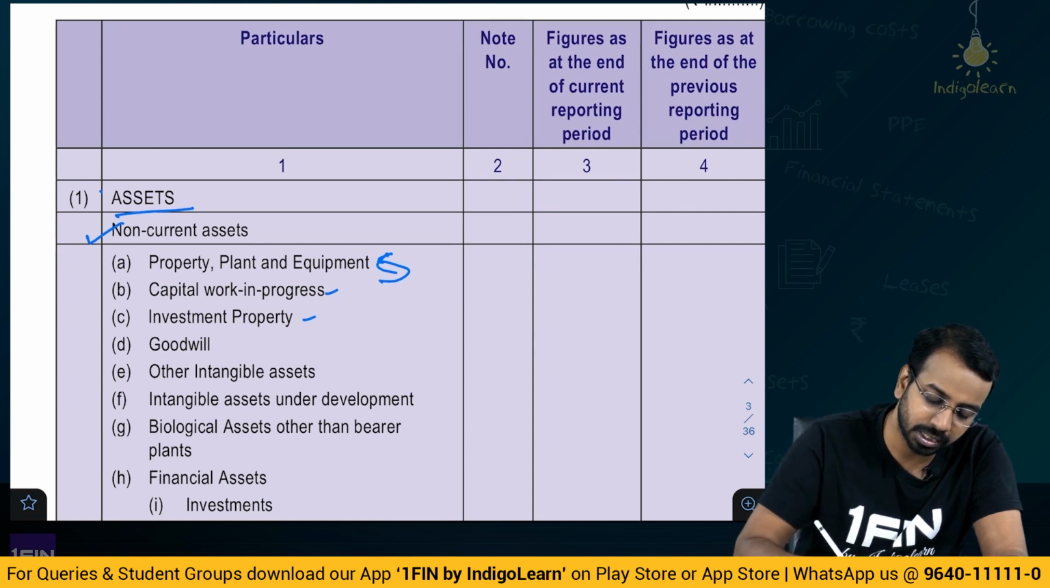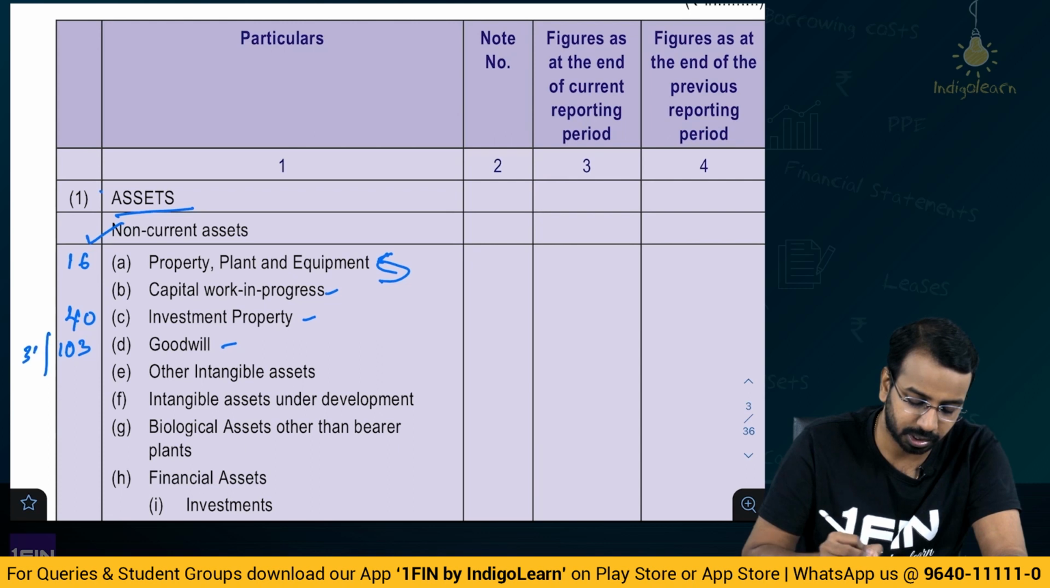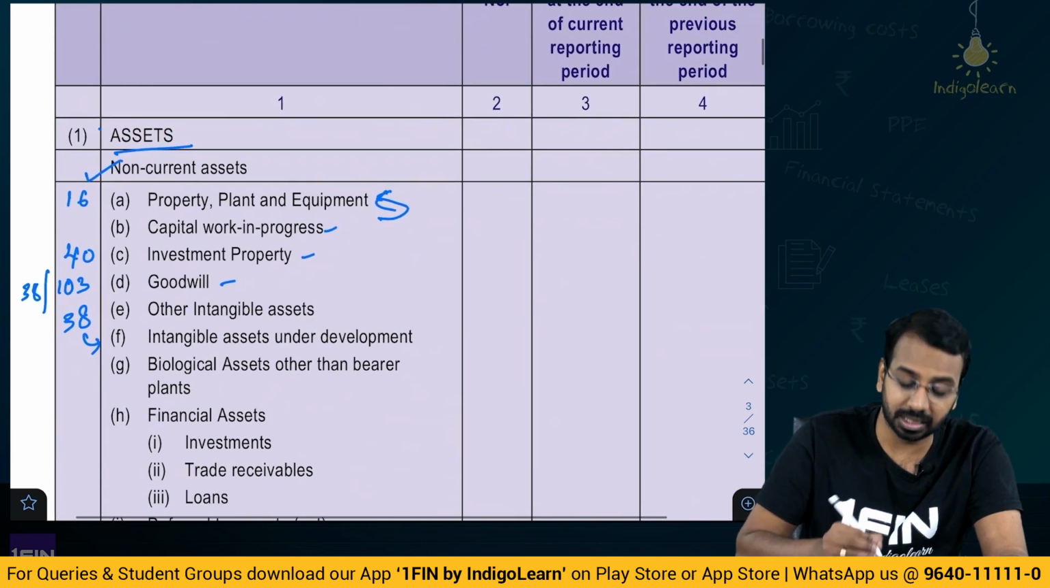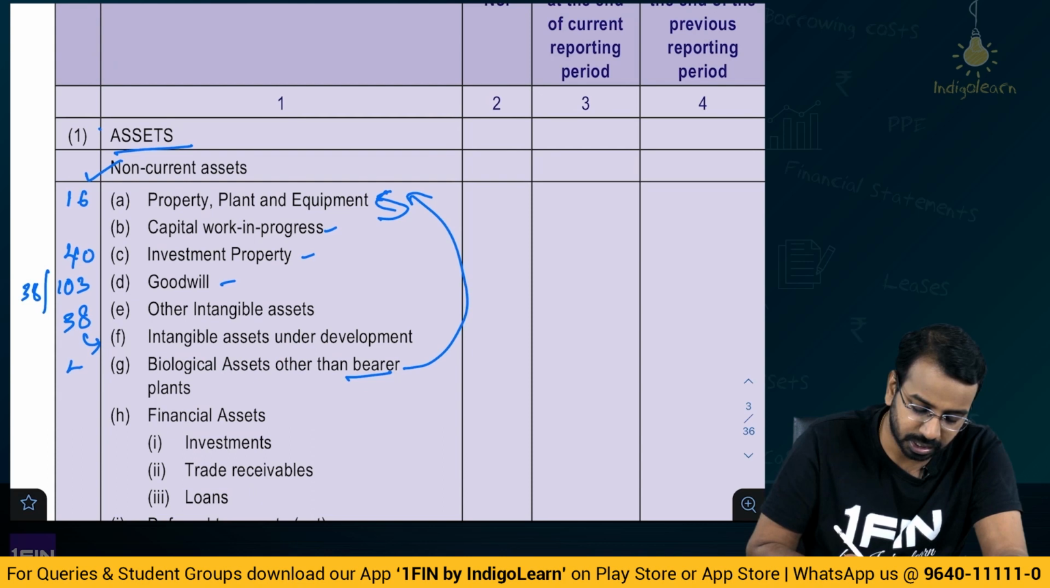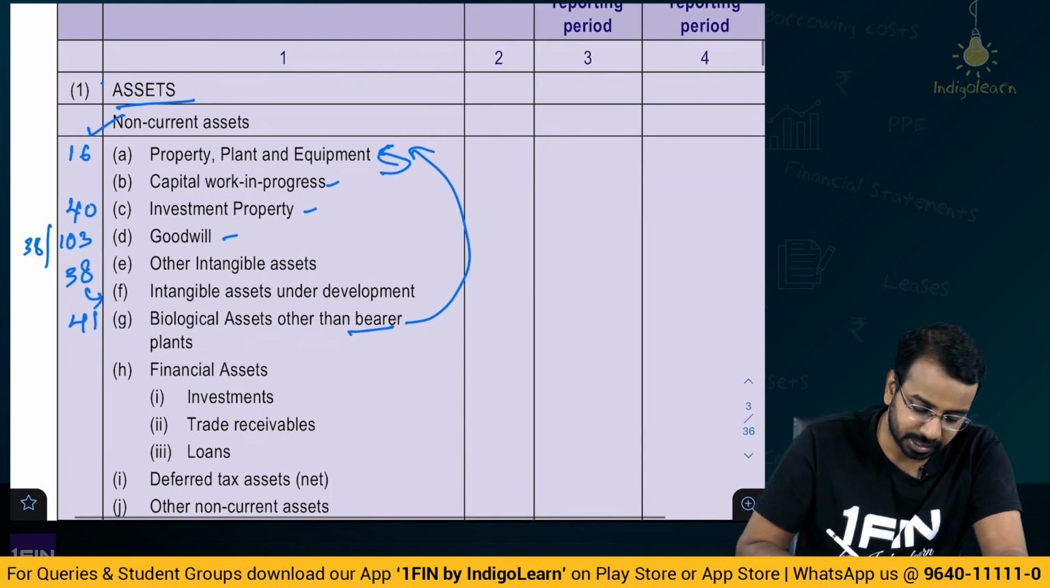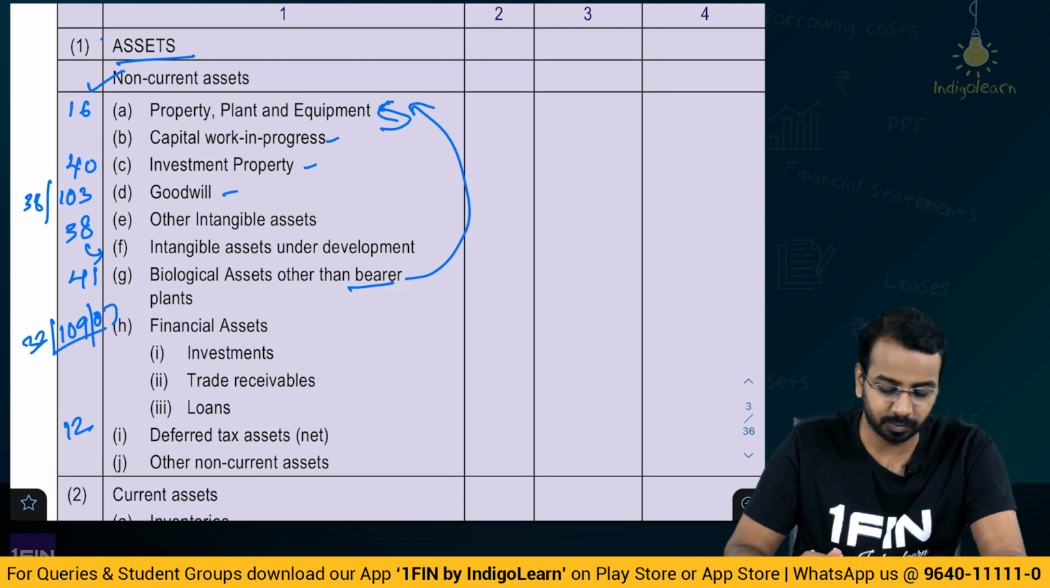So now if you see this, property, plant and equipment 16, investment property 40, goodwill will come from 103 and along with 38, other intangible assets 38, intangible assets under development again 38, biological assets other than bearer plants. See, bearer plants are anyways a part of your property, plant and equipment, so this is covered under 41. Financial assets, you have 109 and 32 and disclosures coming from 107, right. Then deferred tax asset coming from 12 and other non-current assets.